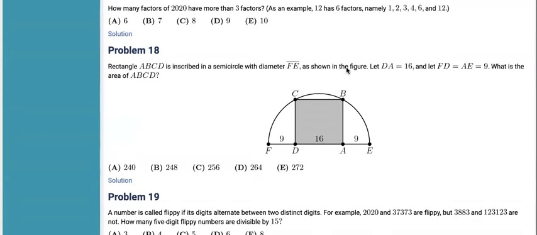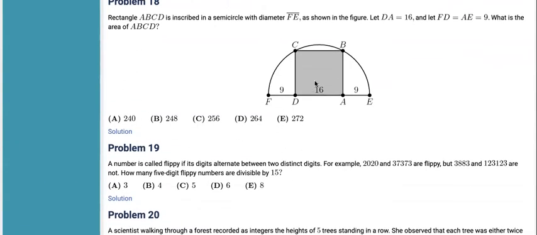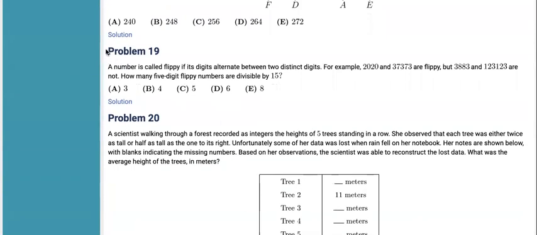But anyways, okay. BA is equal to 15 because Pythagorean theorem. 17, 8, 15 is a well-known triple. So what is the area? This is 15 times 16, which is 8 times 30, which is 240. So that's our answer. Yep, this is kind of a troll answer. Answer is A. Problem 19, a number is called Flippy if its digits alternate between two distinct digits.